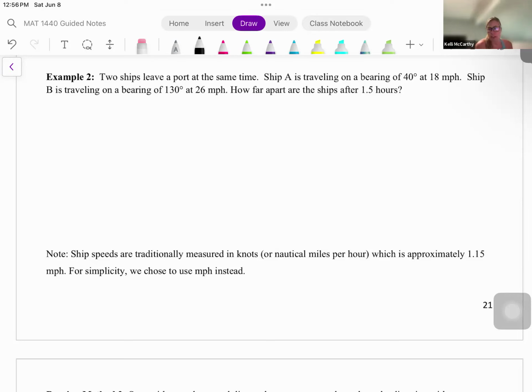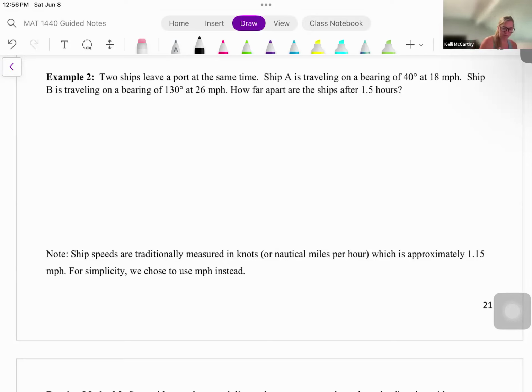A quick note: ship speeds, or watercraft speeds, are traditionally measured in knots, or nautical miles per hour, which are not exactly the same as miles per hour. A knot is approximately 1.15 miles per hour. For simplicity, we're just going to measure their speed in miles per hour, but note that this application has been simplified because we are not all familiar with nautical miles.